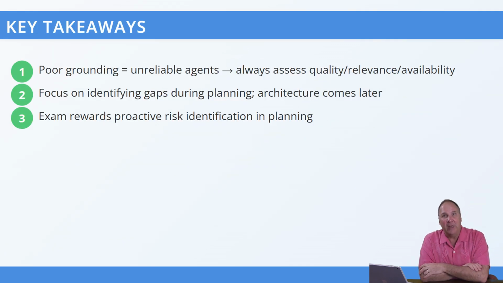3 things to remember. First, grounding prevents hallucinations. Assess it early. Don't skip this. Second, focus on the 3 dimensions: quality, relevance, availability. And third, in exam answers, show proactive risk identification. Say what you'll do about data gaps before you build.